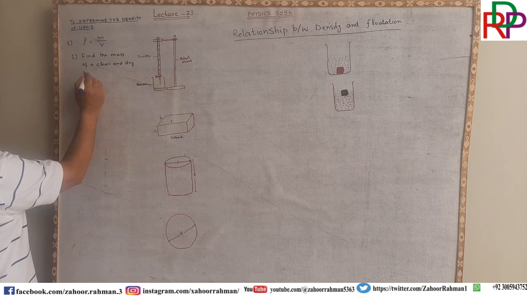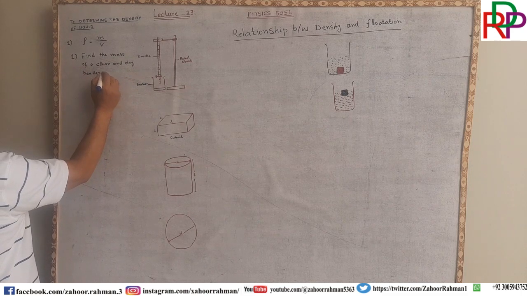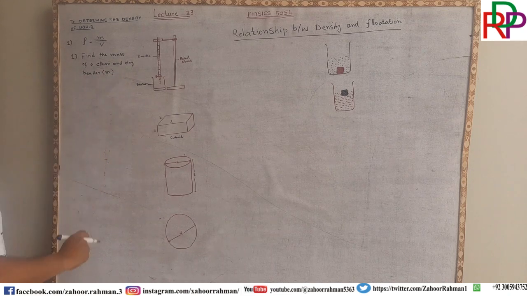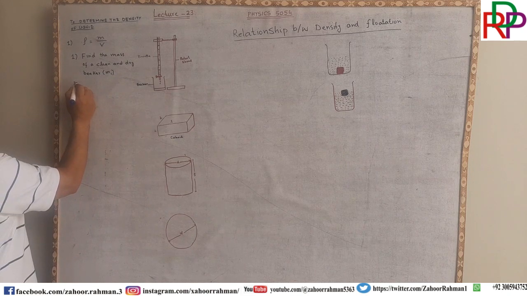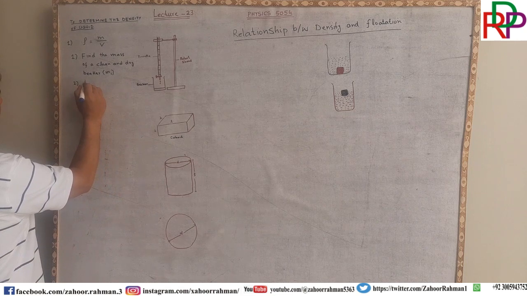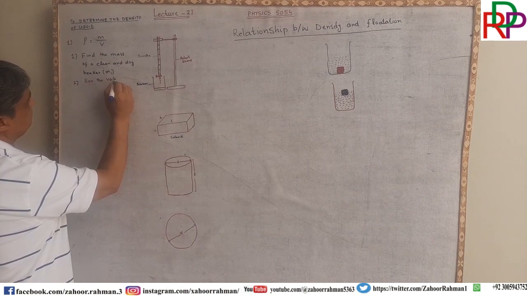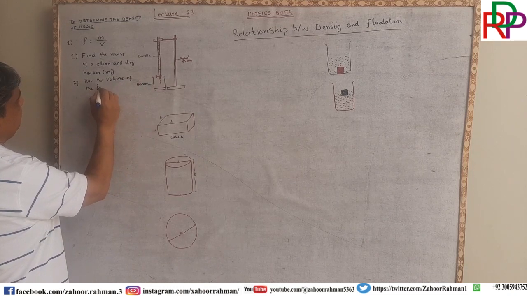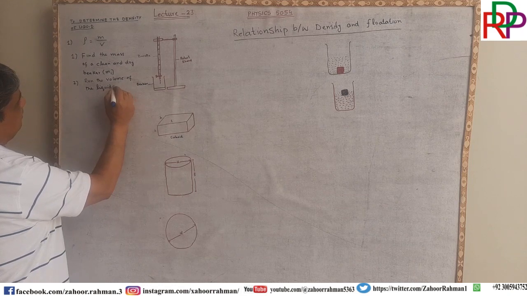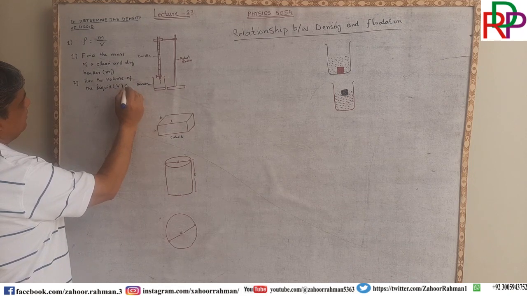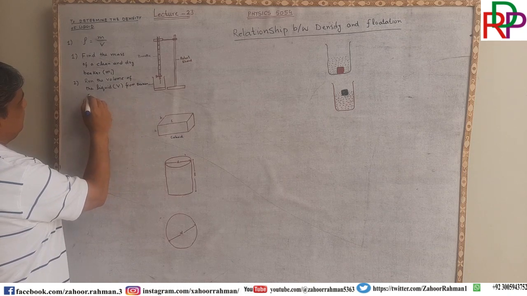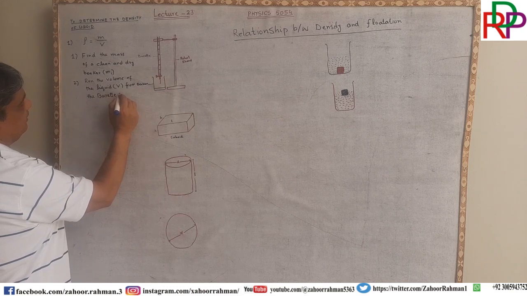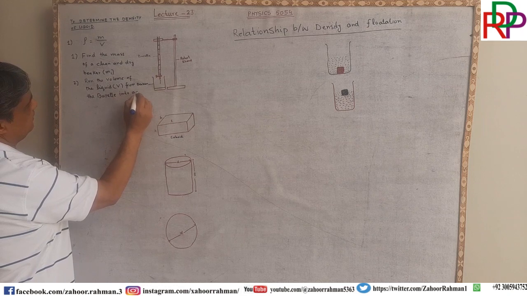Step number one is to find the mass of a clean and dry beaker, and that will be M1. We will call it M1. Now in the second part, run a volume of the liquid, and that will be V, from the burette into a beaker.